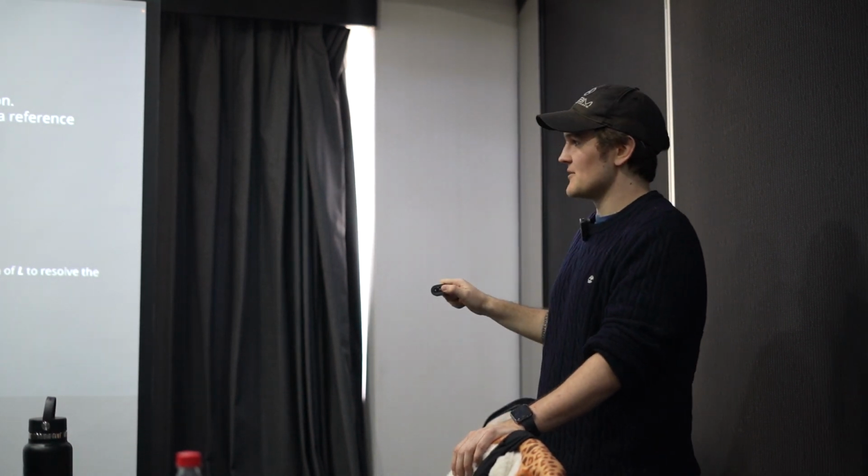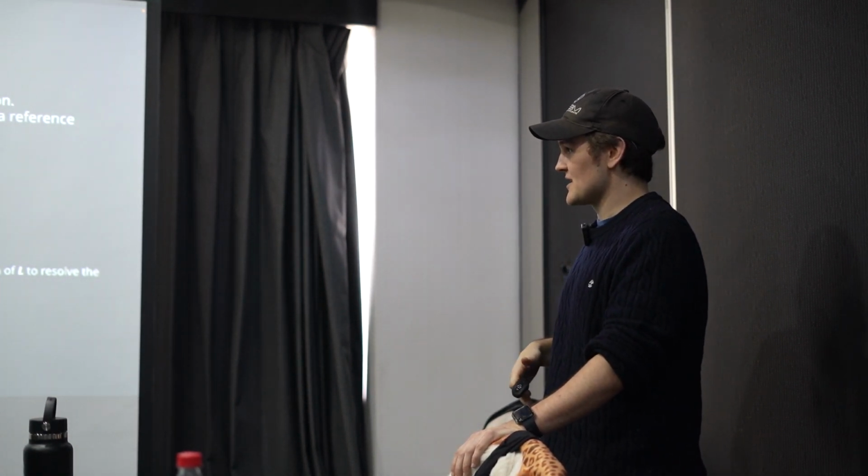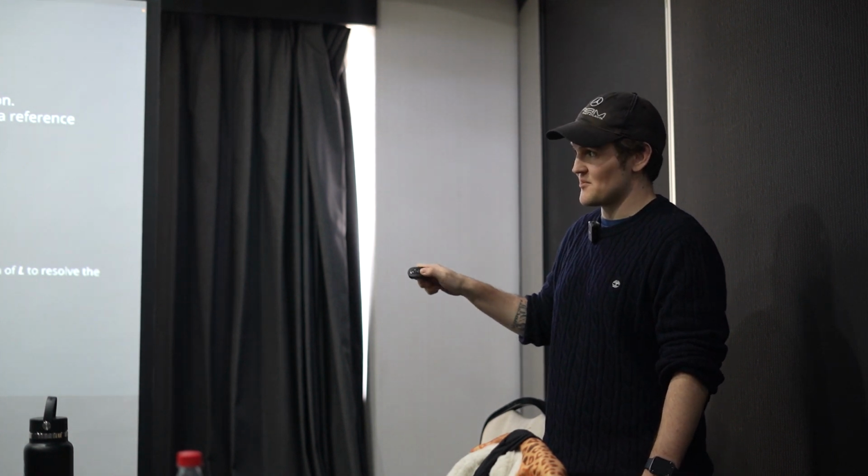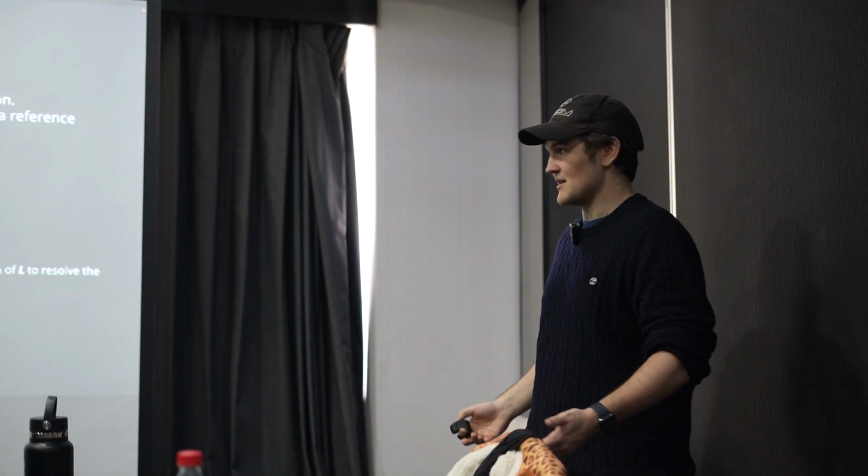And so after all iterations of this resolve step target have been executed, we simply check the depth of L to resolve the game. If L's depth is even, the root was successfully defended. If L's depth is odd, the root was successfully attacked. And if L's depth was never set, then the root claim just implicitly resolves to true, because remember, we have that property that if nothing actually qualified for these bounds, then the root claim just implicitly resolves to true.